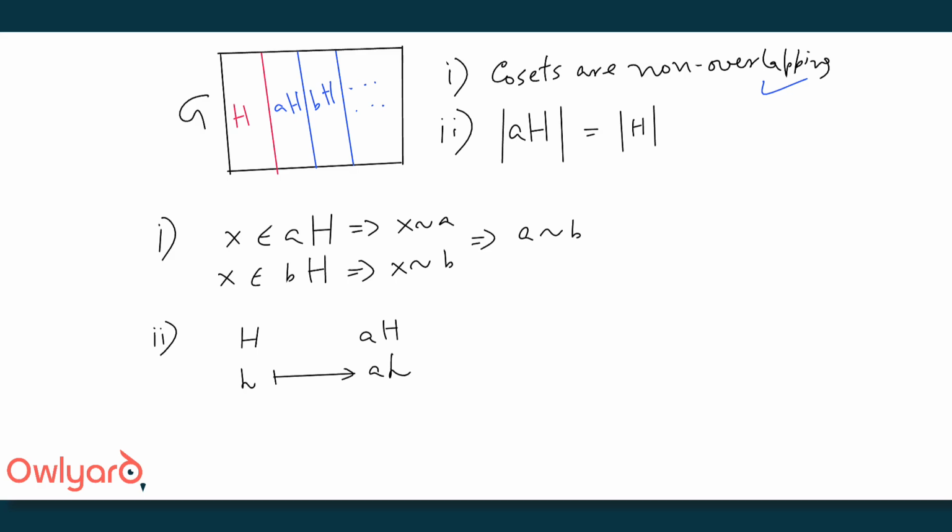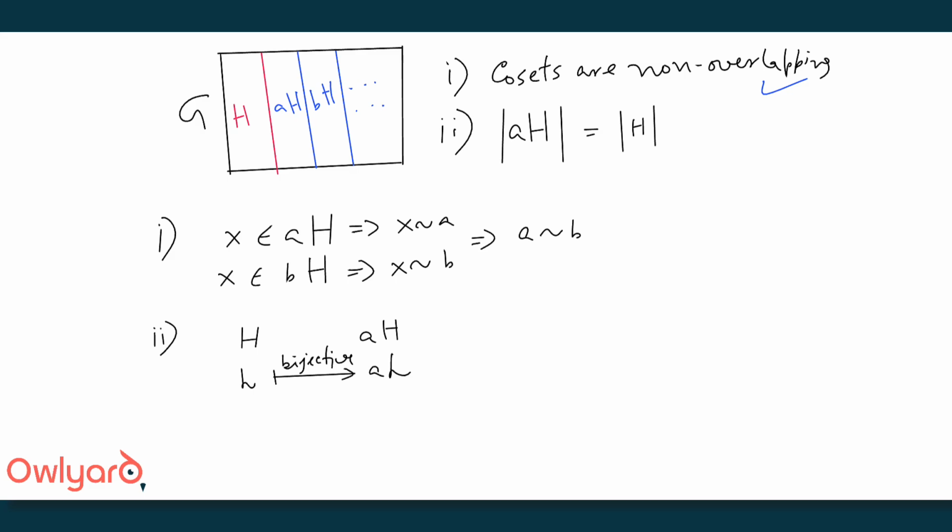Now, notice that this map is bijective. Why? Because for any element AH in this coset, there is an inverse. You can left multiply with A inverse and you can get back the H, the element of the subgroup itself. So for every element, there exists an inverse of this map, which means that this map is bijective.